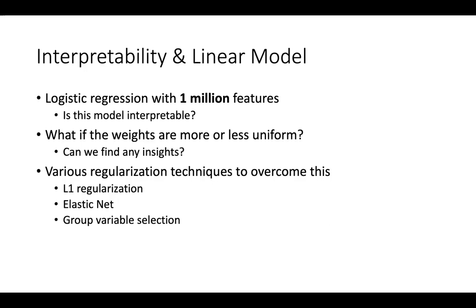And for example, if you do document classification, or sentiment classification, given a sentence or a document, you want to classify whether the given text is positive or negative. In that case, you could use logistic regression. And if you use bigram features, you can easily have 1 million features for your logistic regression. Can you call that model interpretable? If it has 1 million features, it will be using a 1 million dimensional feature vector with a 1 million dimensional weight vector.